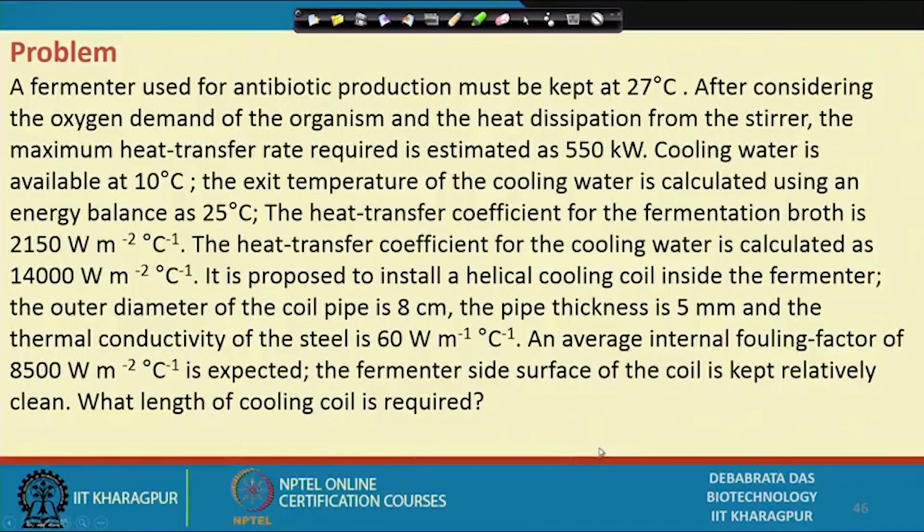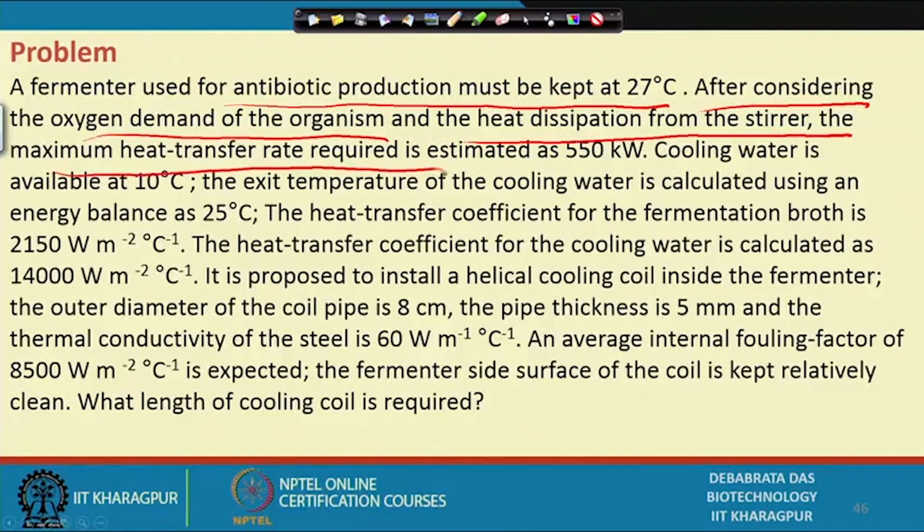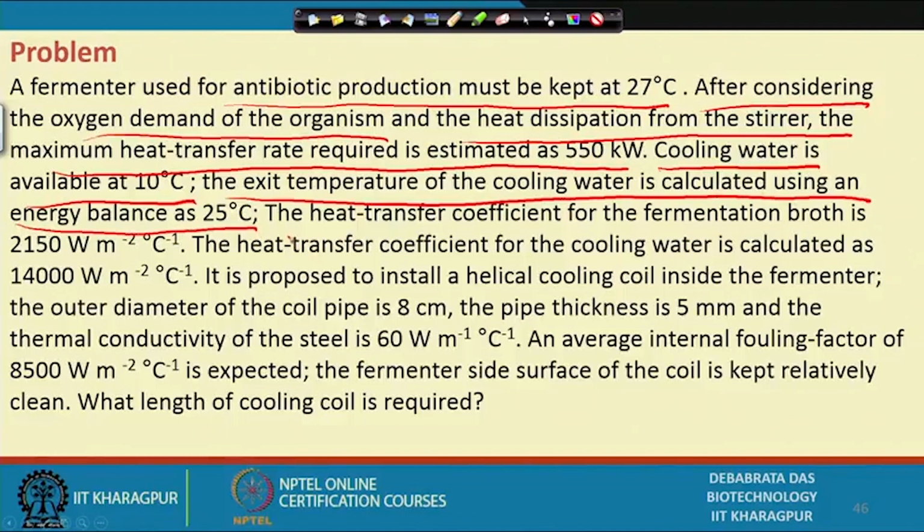And another problem that we have: a fermenter used for antibiotics production must be kept at 27 degrees centigrade. After considering the oxygen demand of the organism and the heat dissipated from the stirrer, the maximum heat transfer rate required is estimated at 550 kilowatt. Then cooling water is available at 10 degrees centigrade. The exit temperature of the cooling water, calculated using the heat balance, is 25 degrees centigrade.